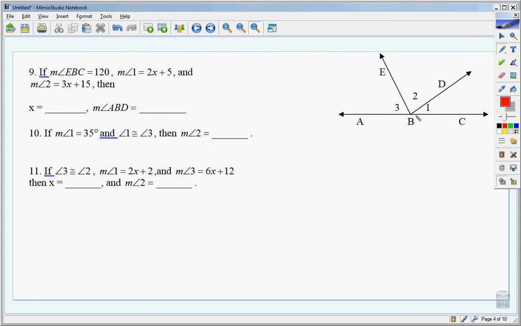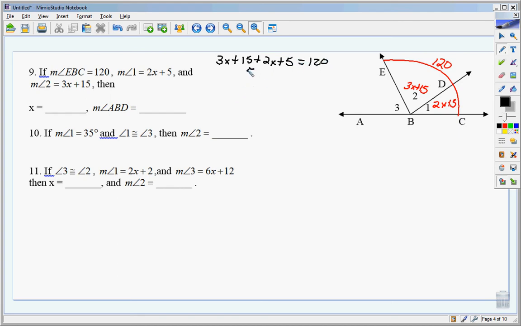Numbers 9, 10, and 11 use the same picture, so I'm going to put information in the picture and erase it when I go to the next problem. EBC equals 120. So from EBC, this whole angle is 120 degrees. Angle 1 is 2x plus 5. Angle 2 is 3x plus 15. Using the angle addition postulate, I should be able to add these two pieces together and set them equal to 120. So the equation would be 3x plus 15 plus 2x plus 5 equals 120.